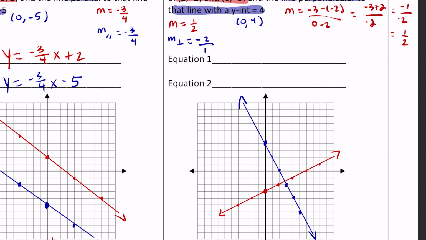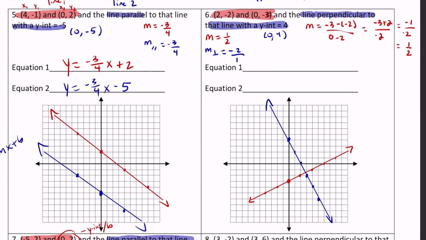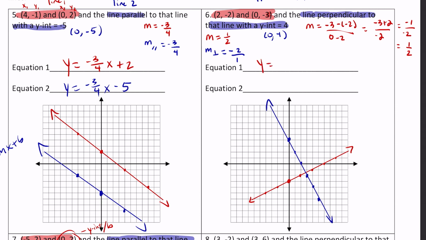Okay? So how do we write my equation? So the red line should be y equals 1/2 x. Then this is -3. So y equals 1/2 x minus 3. And then my blue one should be y equals -2x. And then the y-intercept is 0, 4, so plus 4. Okay?